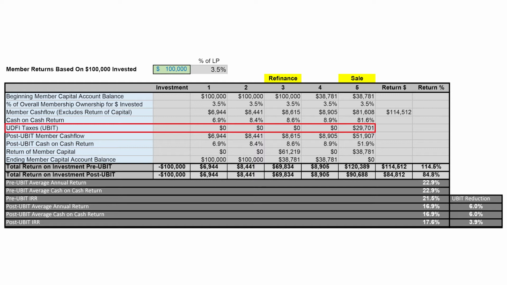Typically, the large tax bill comes upon sale, as we see here. The taxes on capital gains can be significant, though we'll take a look a bit further and discuss the impact this makes on the overall investment.